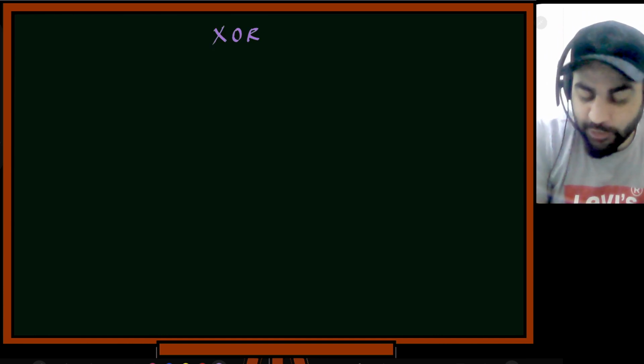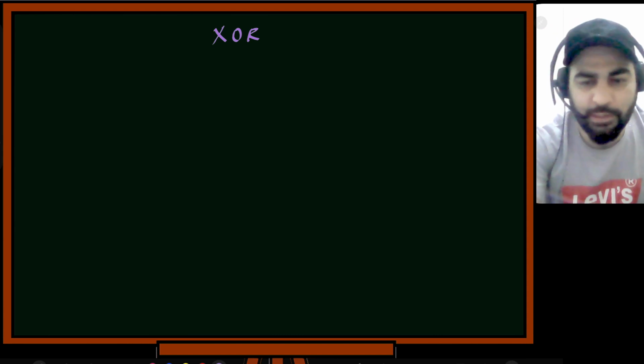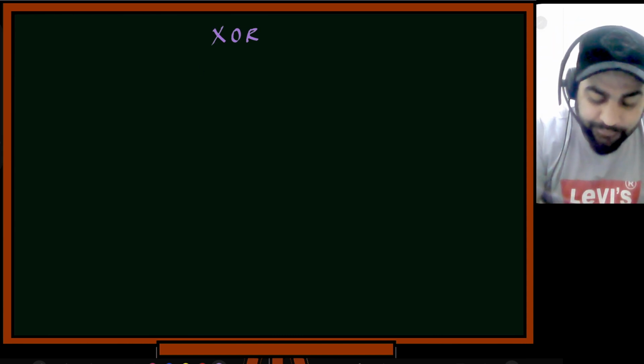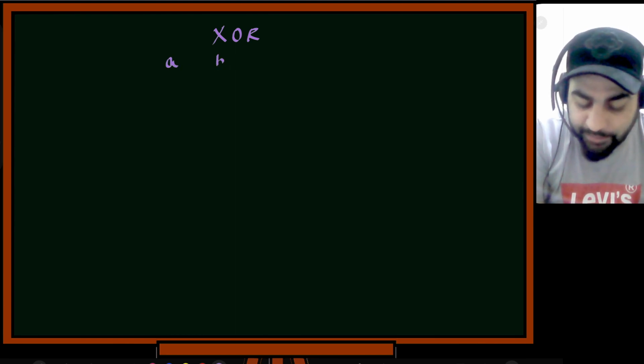Let me tell you one more approach, because I don't think you will be able to get it. It's not even complex, but you are not trained to think along those lines. So first, let's explain the XOR operation. How does XOR work? Let's suppose I have two bits, bit A and bit B.